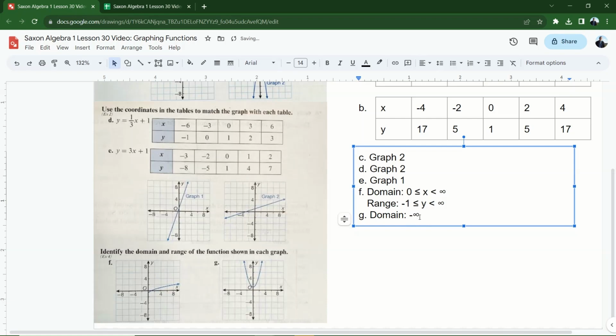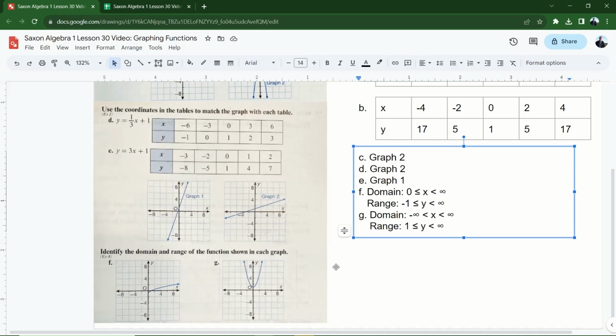negative infinity is less than x is less than positive infinity, because I can enter any number from negative infinity to positive infinity. But what am I going to get out for a range? Well, the lowest number I can possibly get is 1. 1 is less than or equal to y, which is less than infinity, because my y value can take on any number up to infinity as this graph gets bigger and bigger in either direction. Okay, hopefully that's not too confusing.